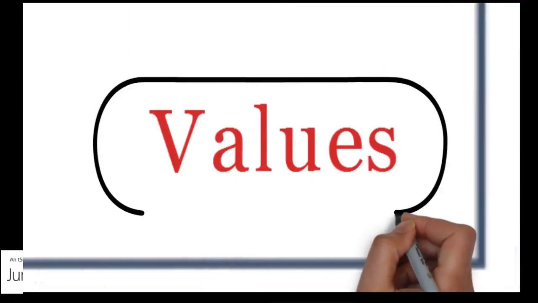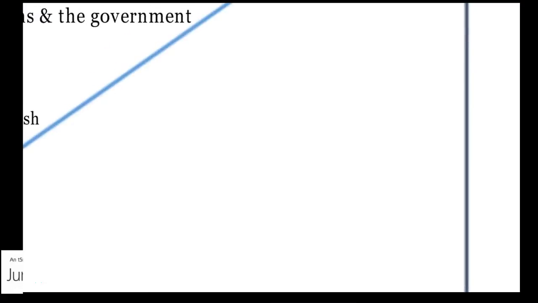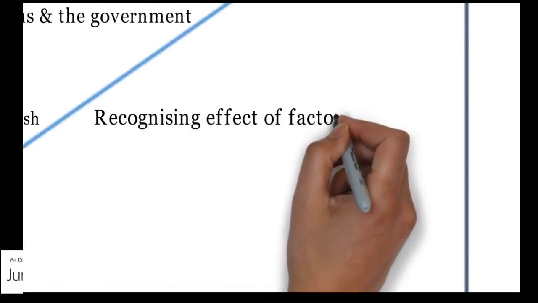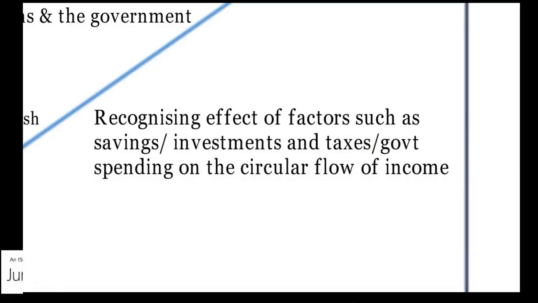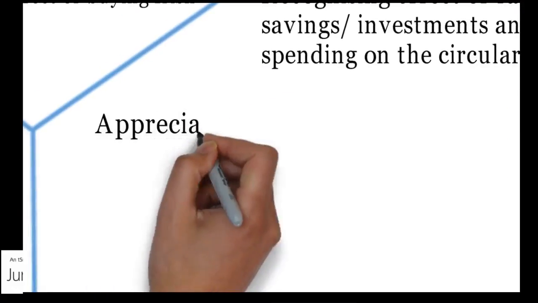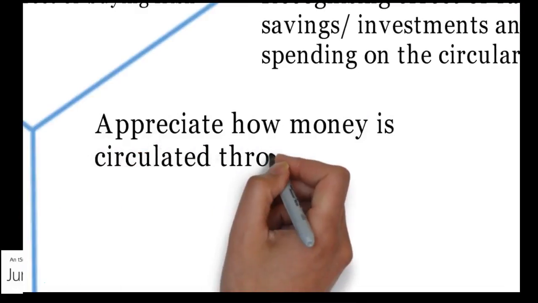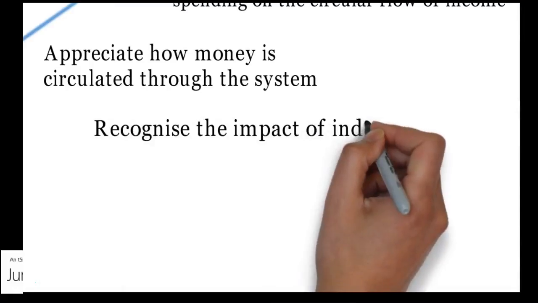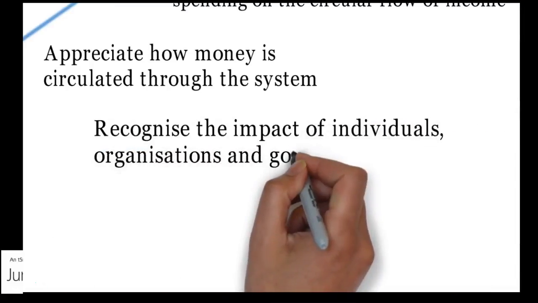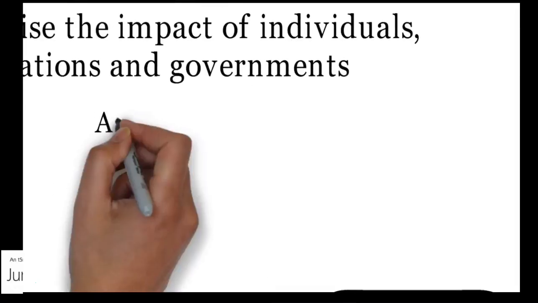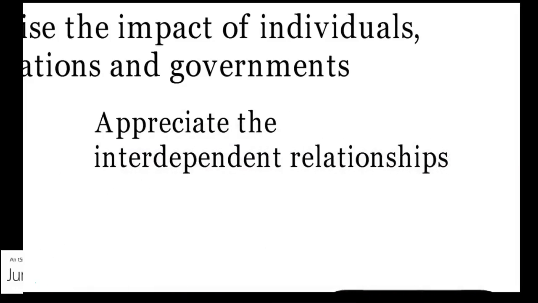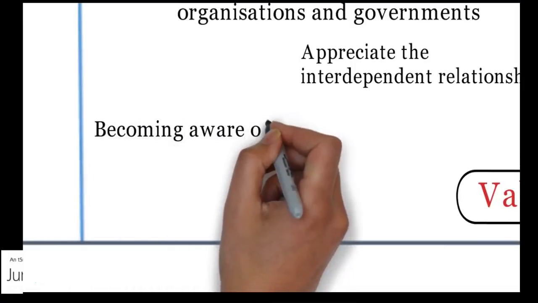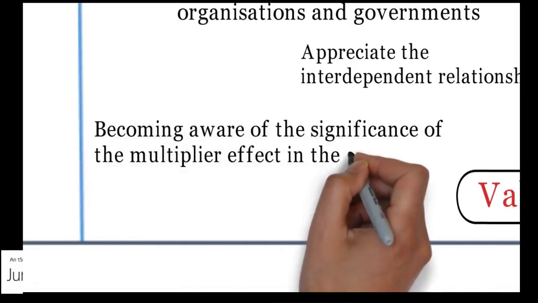Finally, we considered the values. Recognising effective factors such as saving, investing, taxes, and government spending on the circular flow of income. Appreciate how money is circulated through the system. Recognise the impact of individuals, organisations and governments. Appreciate the interdependent relationships. Becoming aware of the significance of the multiplier effect in the economy.